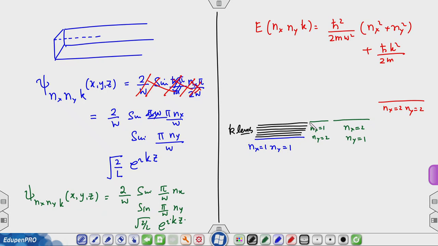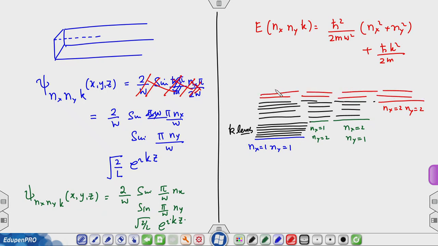And as soon as the energy becomes equal to n x equals 1, n y equals 2, or n x equals 2, n y equals 1, I start filling both the levels. These are the k levels. I keep filling until I come to n x equals 2, n y equals 2, and then after that I will start filling all of them. So, what we are asking is, what is the density when the energy level n x equals 2, n y equals 2 just starts getting filled.